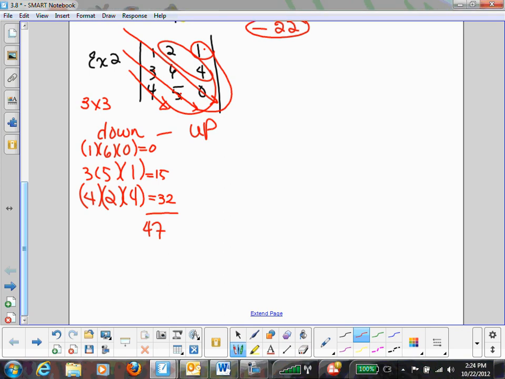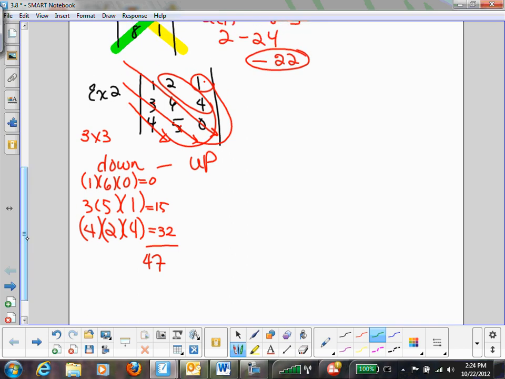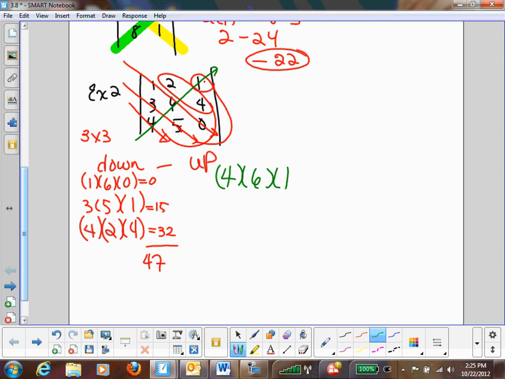Okay, so now I'm going to use another color, and I'm going up. I have to hit the main diagonal first. That means my ups, main diagonal is going to be what? 4 times 6 times 1. That's the main diagonal because it hits all 3 numbers at the same time.